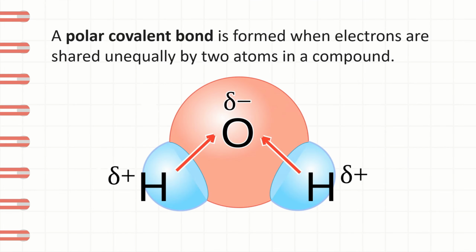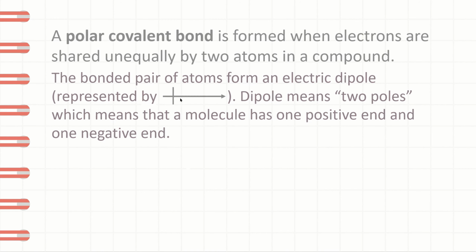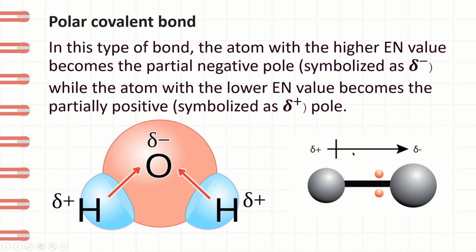Next, again, the polar covalent bond is formed when electrons are shared unequally. Like what I've said, it is more positive than negative, like water. The pair of atoms forming an electric dipole is represented by that arrow. This one is the positive portion, then this one is the negative portion, the arrowhead. Dipole means two poles, which means that the molecule has one positive end and one negative end. You will see this by the time we discuss the last one. And this is how it looks like.